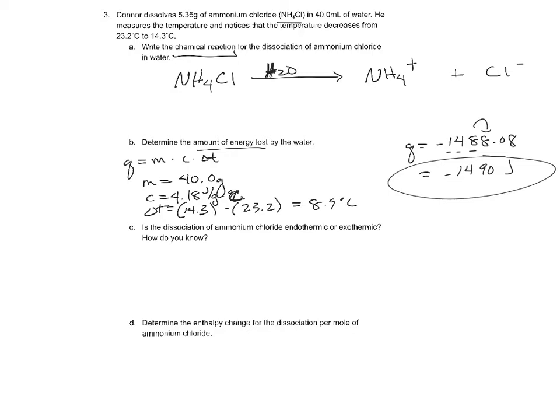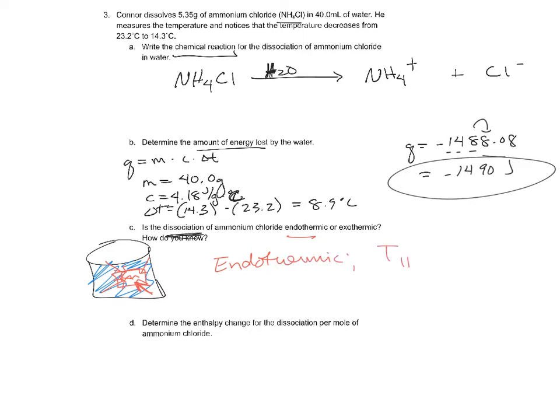Part C asks if the dissociation is endothermic or exothermic. In this case, we have our system and surroundings. The surroundings are the water, and the inside is the reaction. The temperature in the water went down, which means that the energy must have gone into the reaction. So this is an endothermic reaction. We know because the water's temperature went down, which means the reaction required energy in order to happen. So this is endothermic, and it's because the temperature of the water decreased.